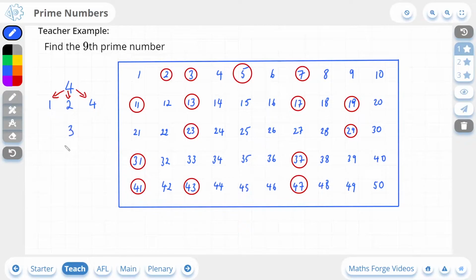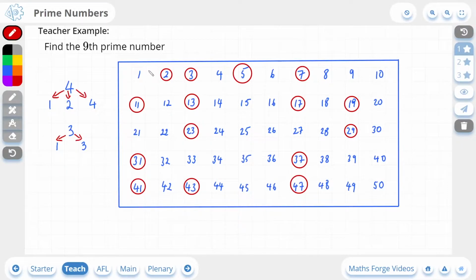So 3. Now, there are only 2 numbers that multiply to give you 3. It's 1 and 3. And this is what a prime number is. A prime number is a number that has 2 distinct factors. So 2 factors that are different from each other. And that's it. That's all a prime number is.